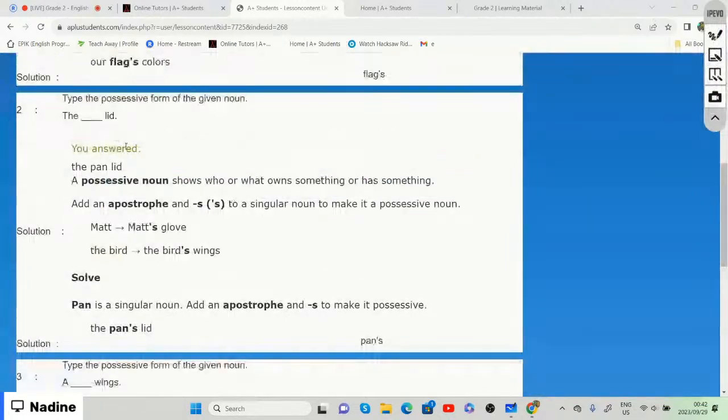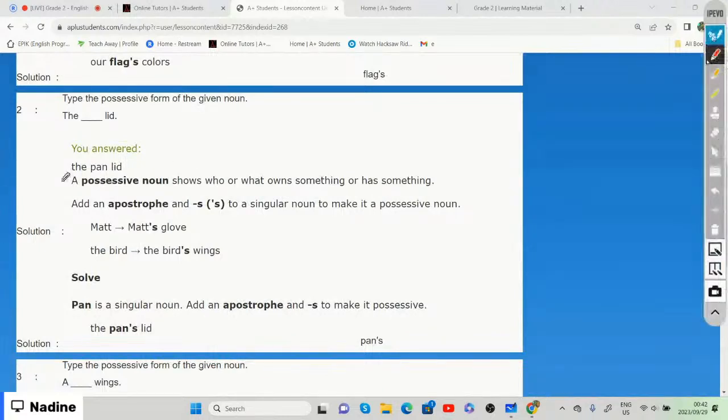And the lid. So if we talk about the lid of the pan, right? The lid of the pan. And then we will say the pan's lid. So the pan's lid. So this is the lid of the pan, right? So we are then making mention of the pan's lid. And there we have our apostrophe and our S.